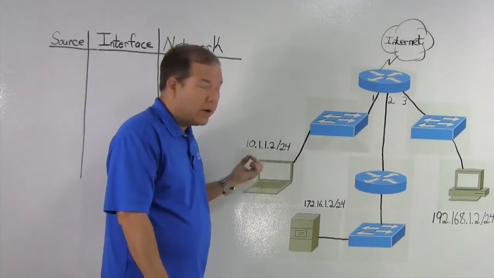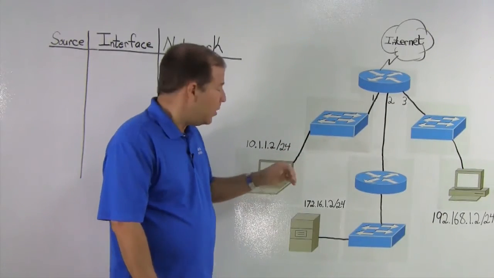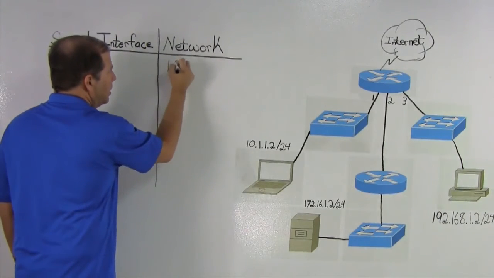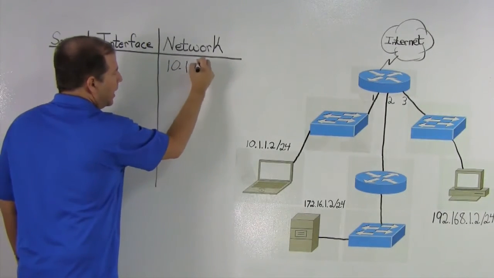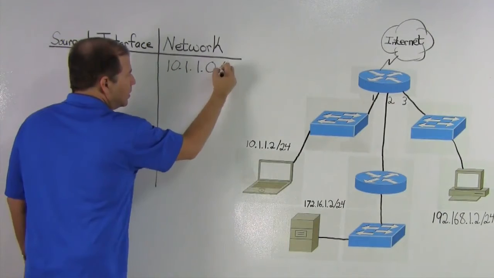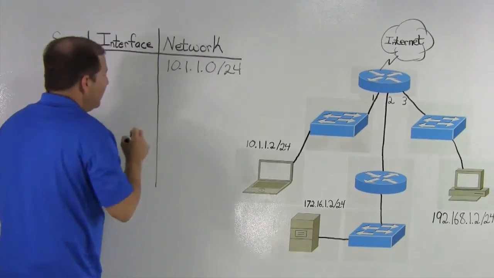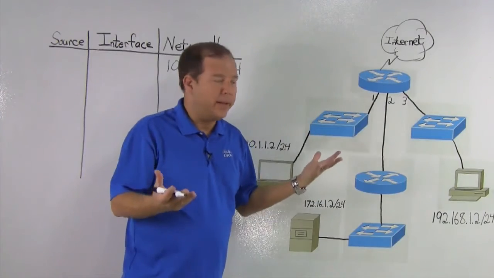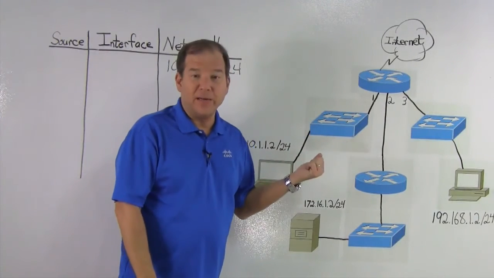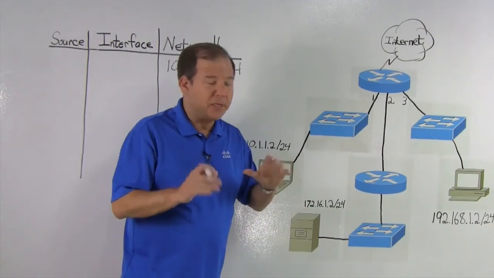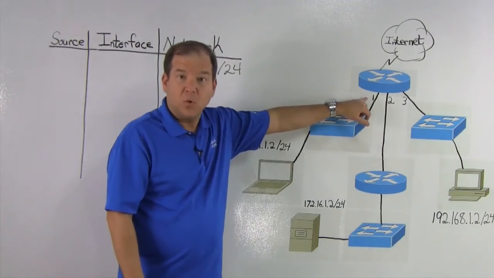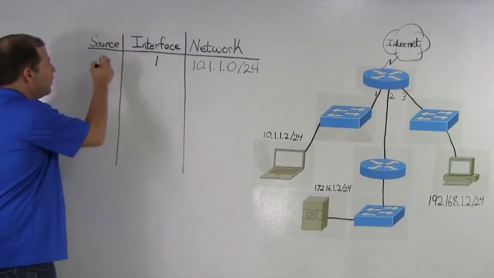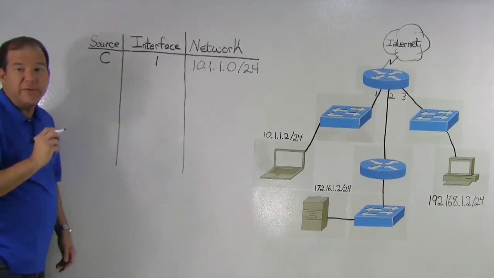10.1.1.0/24 network. When we learn about IP addressing and subnet masks, we're going to see that the network address is actually 10.1.1.0/24, and that's available off of interface 1. Now, in the real world, that would be something like FastEthernet 0/1. But just for simplicity right now, let's say this is interface 1. How did we learn it? We learned it because we were directly connected. I'll put in a C for connected.